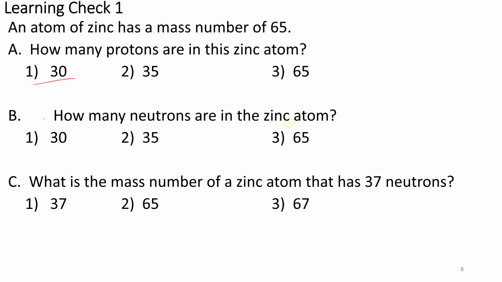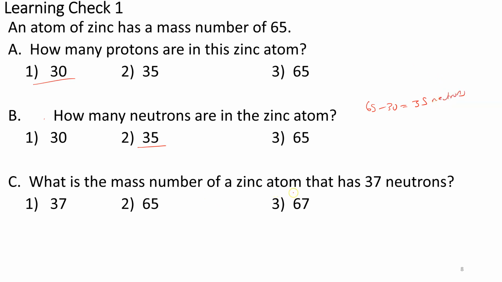How many neutrons are in a zinc atom? Well, your mass is 65. You have 30 protons, so you would expect it to be 35. Because remember, subtract the mass minus the atomic number, and voila, you get your neutrons. That's how you always figure it out.